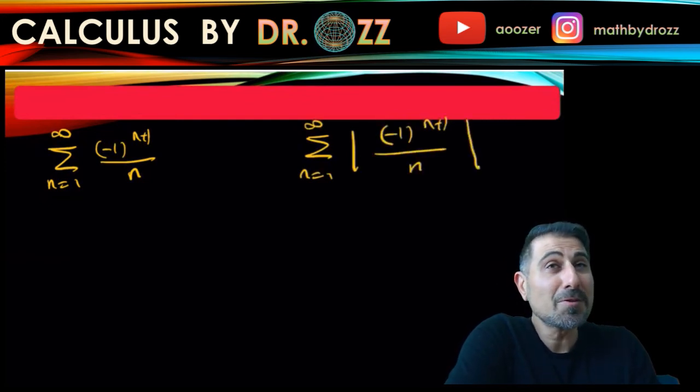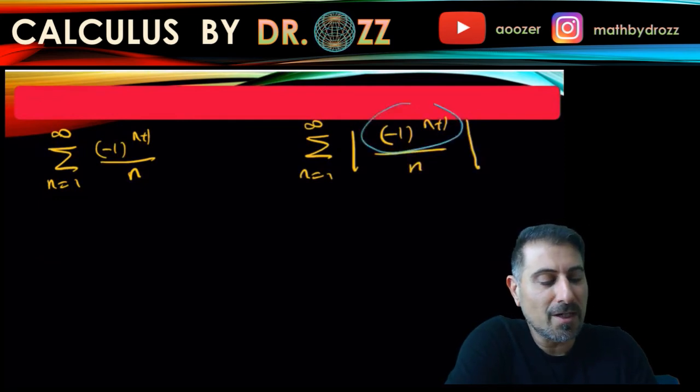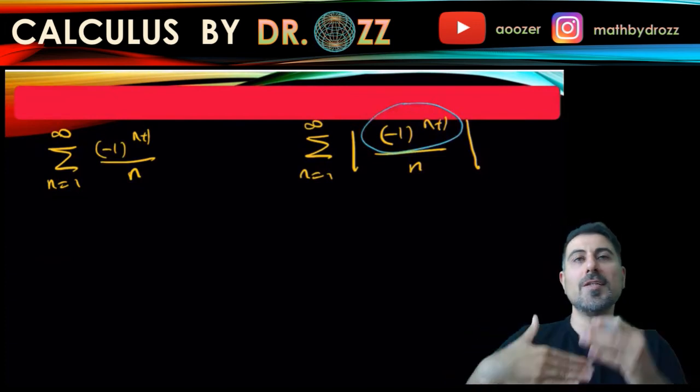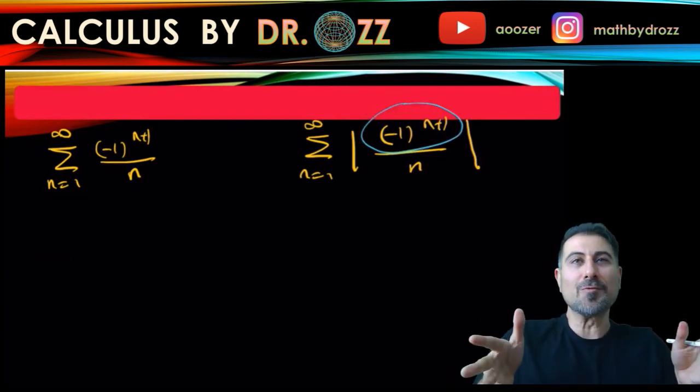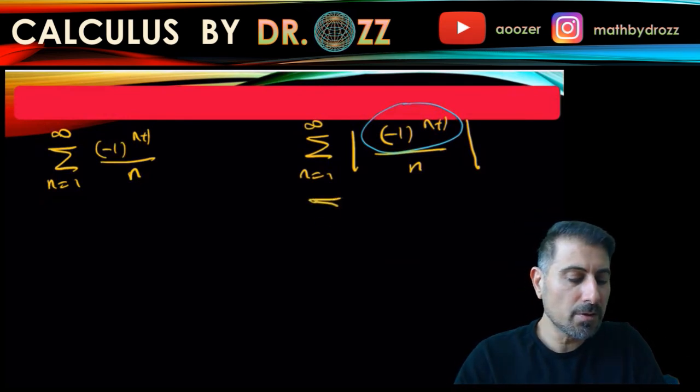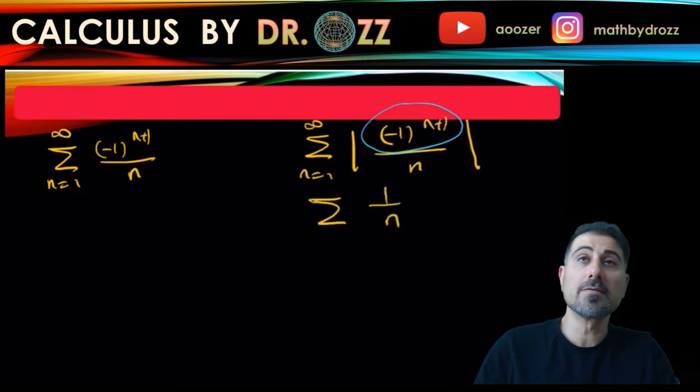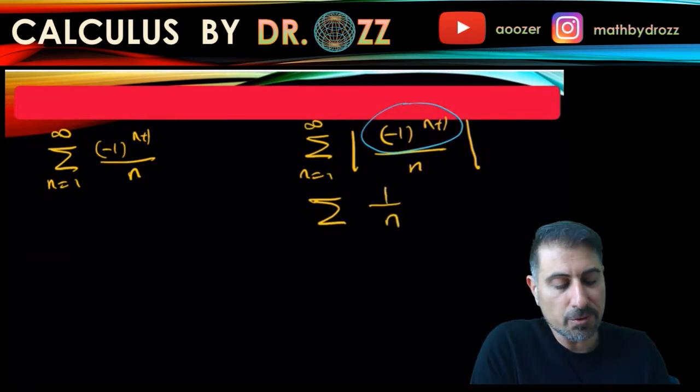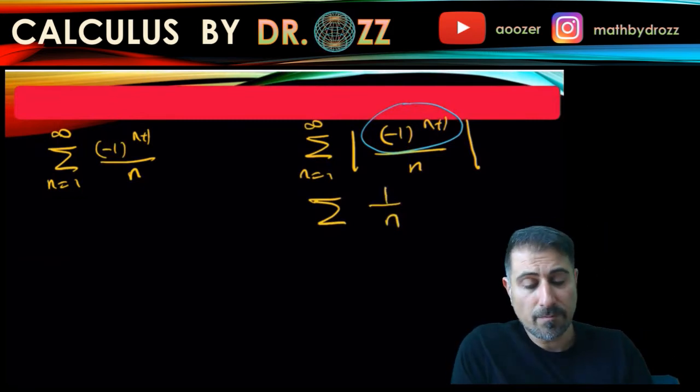Remember, when you take the absolute value, there is no alternation anymore. So this term, in other words, is gone. It's either 1 or minus 1, but when I take the absolute value, it's always 1. So this series, in other words, will look like 1 over n only. I'll talk about that for the convergence because it's a known series.